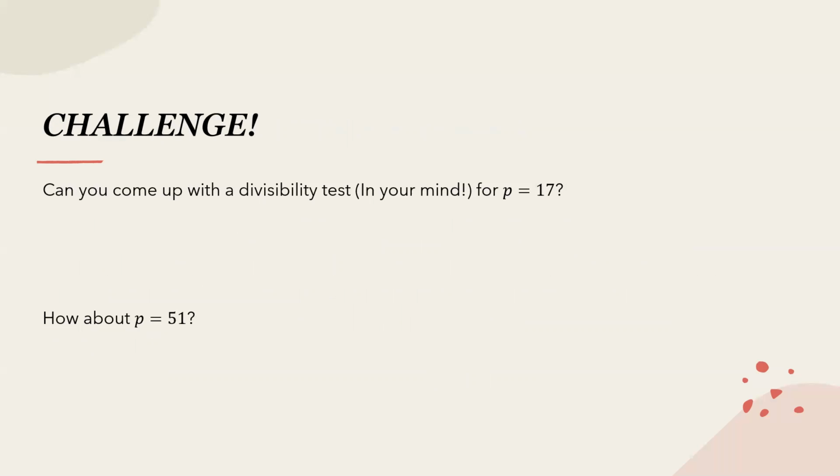Now, I'm going to challenge you right now. See if you can sit there with your friends and come up with a truncation-type divisibility test for 17 and one for 51. But don't write anything down. I'm going to demand that you come up with it in your mind, so it has to be from your mind only. Think about that for a couple of minutes and then give me what you think.